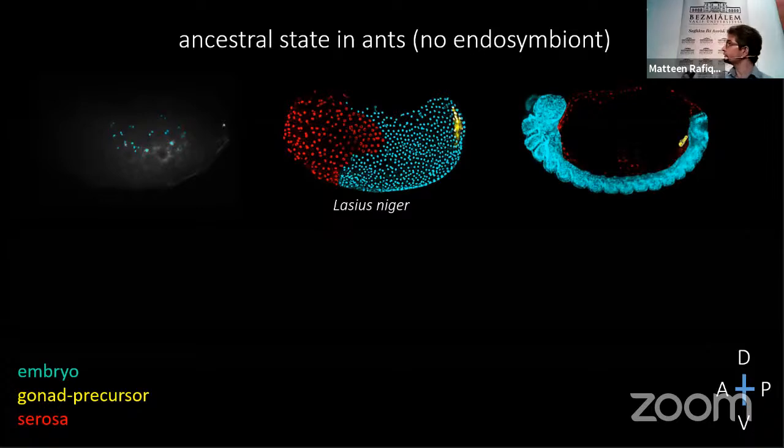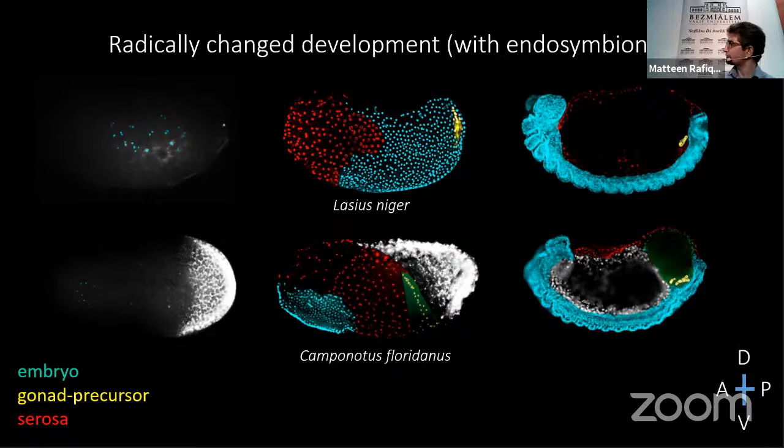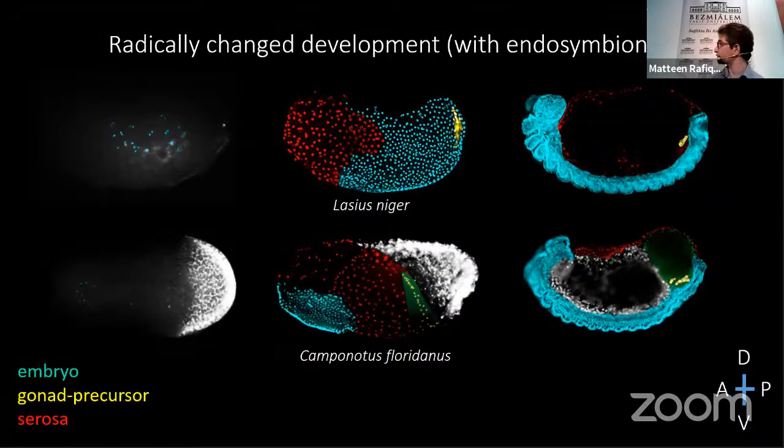But if you take a look at the ant that has endosymbionts, the same three stages. You see the first stage, a very freshly laid egg, in this white mass. The DNA present here is actually DNA belonging to the endosymbiont. These are endosymbionts there in the posterior.